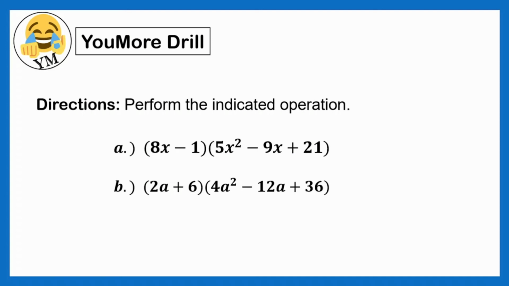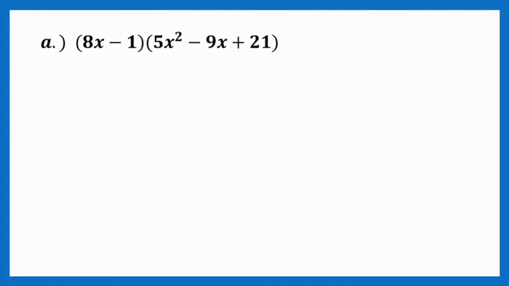So, let's answer letter A. If ever hindi ka pa tapos, of course, pause mo muna yung video. So, let's have letter A, 8x minus 1 multiplied by 5x squared minus 9x plus 21. So, let me first write it down. 8x minus 1, 5x squared minus 9x plus 21. So, same process tayo. Yung first term, tapos sa first term dito. Ayan. So, we have, number by number, 8 times 5, that is 40. Tapos, x times x squared, by the way, that is x cubed.